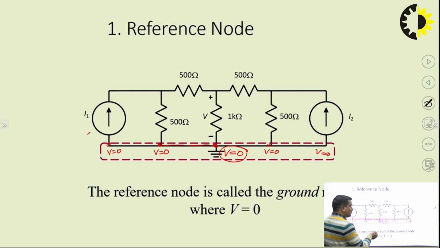So that's why we said that we have to choose that reference node which has the maximum number of branch connections. Okay, it makes calculations easier. So this is your reference node. Also we can call it the ground node. Ground means its voltage is 0.